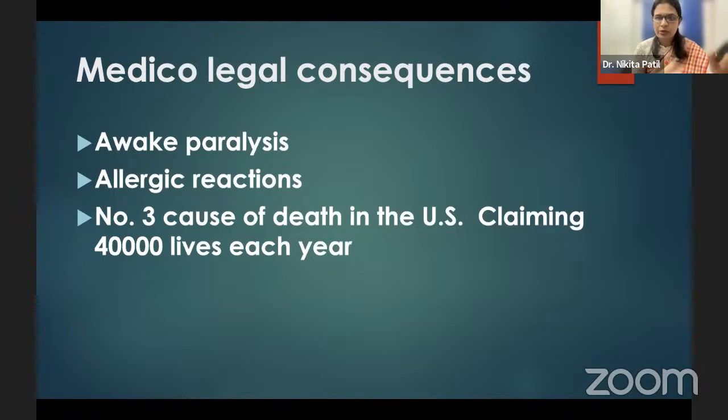What usually happens also, if not mortality? Awake paralysis. If awareness is not well taken care of, the patient reports, I was paralyzed, I could hear doctors, I could listen to their talk, what they were talking about, I could listen to the drilling machine, I was awake and paralyzed. So this is a very common medico-legal case which comes to us. Then allergic reactions. The patient had informed, still developed, or patient had not informed, and anaphylaxis occurs. They come for a minor case, some antibiotic reaction occurs, and the patient lands up in an anaphylactic death. We'll be surprised. Actually, it is a chilling reality that drug errors are the number 3 cause of death in the US, claiming 40,000 lives each year.